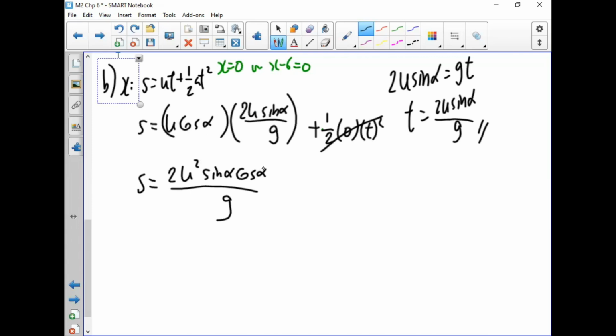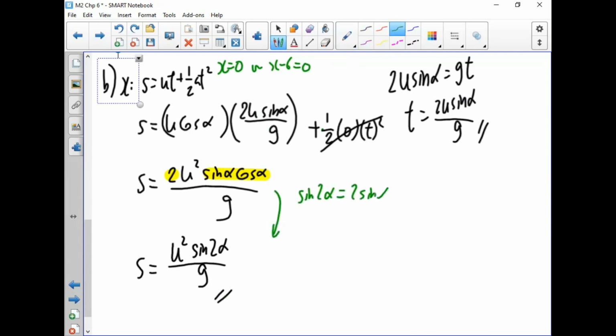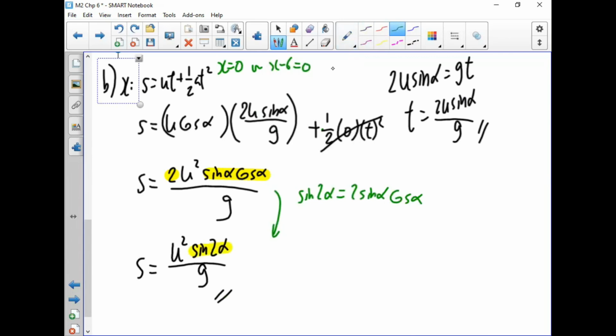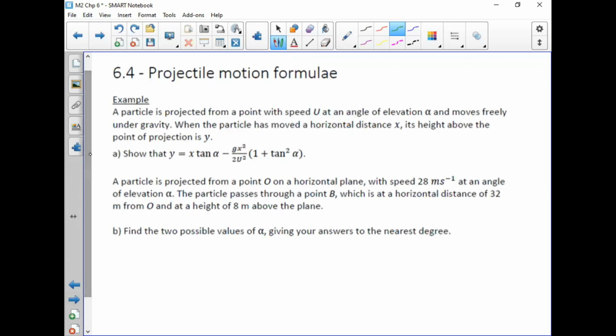All right. Next, we know 2 sine alpha cos alpha is the same as sine 2 alpha. So u squared times sine 2 alpha over g. So this bit in here, sine 2 alpha equal to sine alpha plus alpha. So this highlighted part becomes here, and that's the answer. Anything else? Yep, u squared sine 2 alpha over g. That's it. Next one.